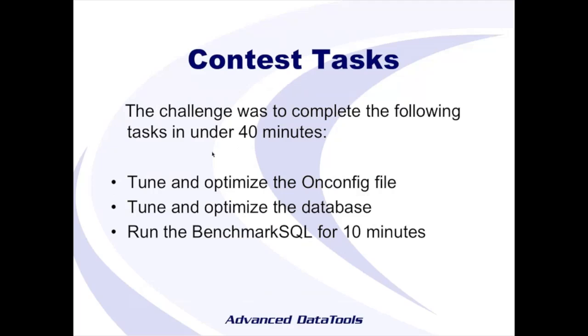And after doing this 5 years in a row, we've sort of tightened up the rules a little bit. What the participants could do is tune and optimize the onconfig file. There were a few things in the database they could change, and then they had to save 10 minutes at the end to run the benchmark. And what we took were the average number of transactions over that 10 minutes. And the one with the highest number of transactions in 10 minutes won the contest.